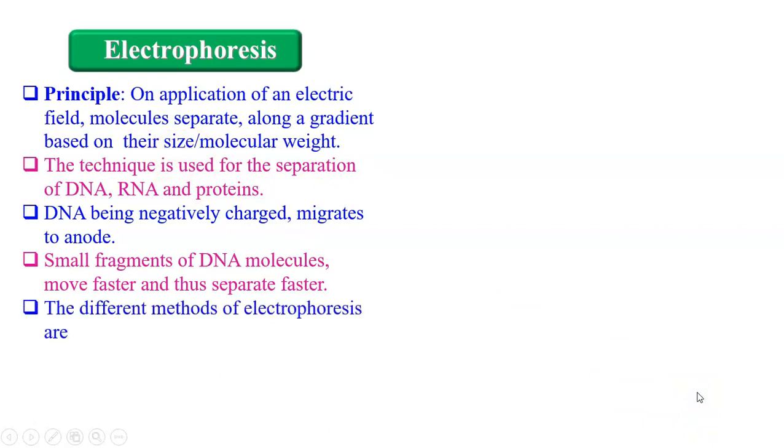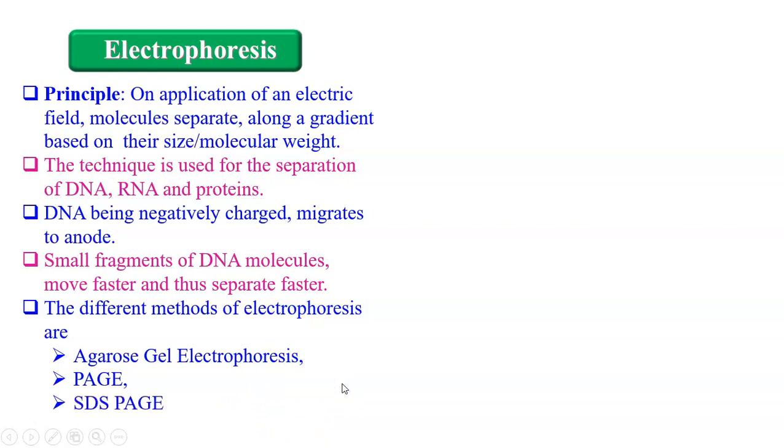The different methods of electrophoresis are agarose gel electrophoresis used for separation of DNA and RNA. Then there is PAGE, polyacrylamide gel electrophoresis, used for separation of proteins. And then SDS PAGE, sodium dodecyl sulfate, once again used for separation of proteins.